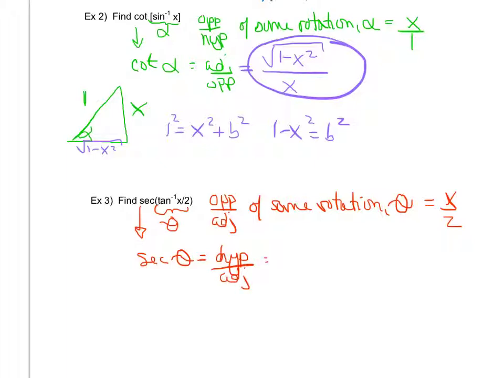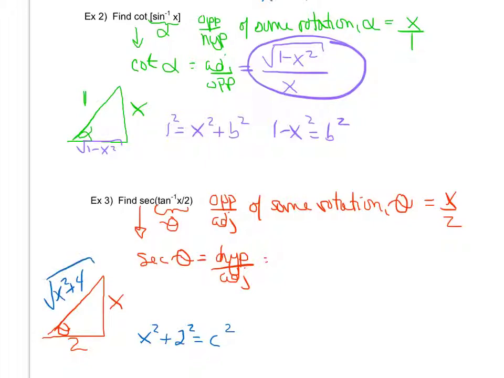Let's look at a triangle, because once again, if I'm given trig functions and a ratio, I can draw a triangle and use Pythagorean's theorem to find my missing side. So here's my unknown theta that has an opposite over adjacent of x over 2. I can now fill in what I'm missing using Pythagorean's theorem. Pythagorean's theorem is a squared plus b squared equals c squared. So the hypotenuse is going to be the square root of x squared plus 4. Therefore my hypotenuse over my adjacent is the square root of x squared plus 4 all over my adjacent, which was 2.